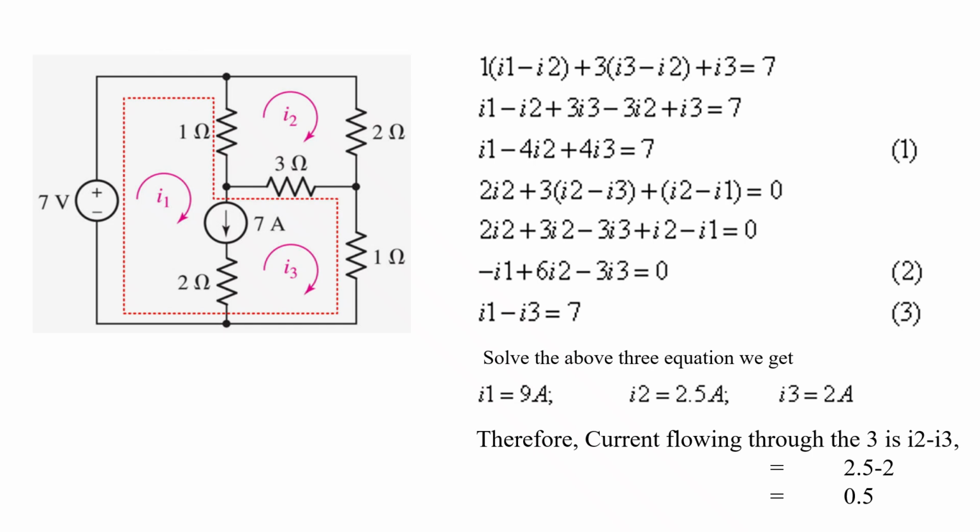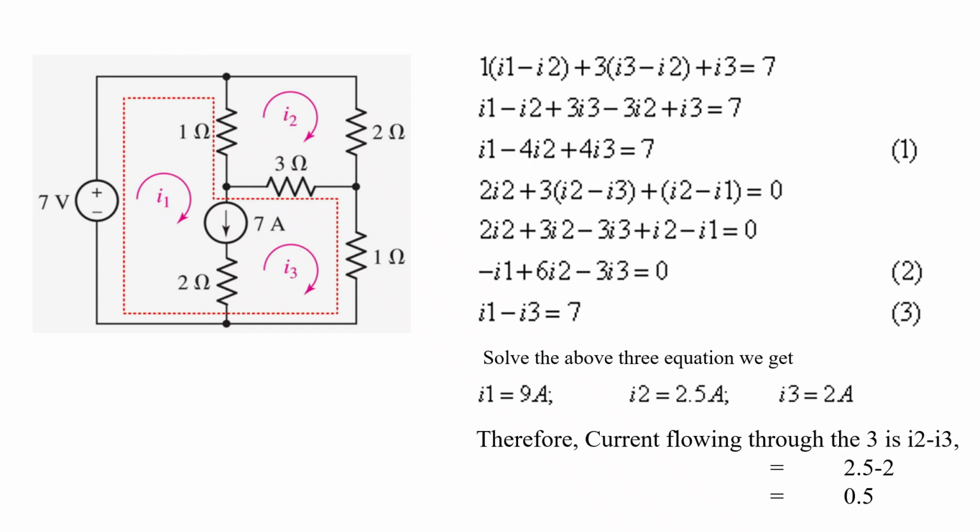Next we take the 3 ohm resistance. Once again, the 3 ohm current is I3 minus I2. You can see the direction of the current; based on the direction of current, I3 minus I2 will be put. Then finally we have the 1 ohm resistance, 1 into I3. So finally the equation will become 7 equals 1 into (I1 minus I2) plus 3 into (I3 minus I2) plus 1 into I3. So we got this equation.